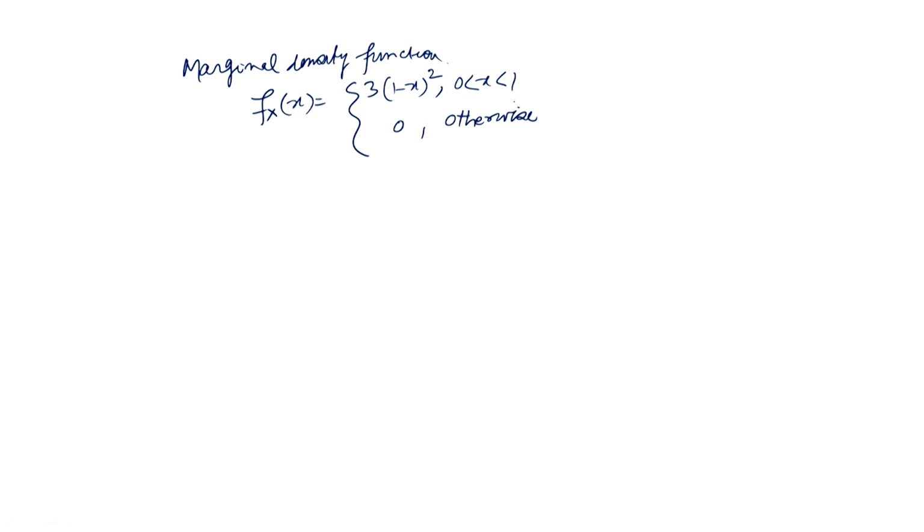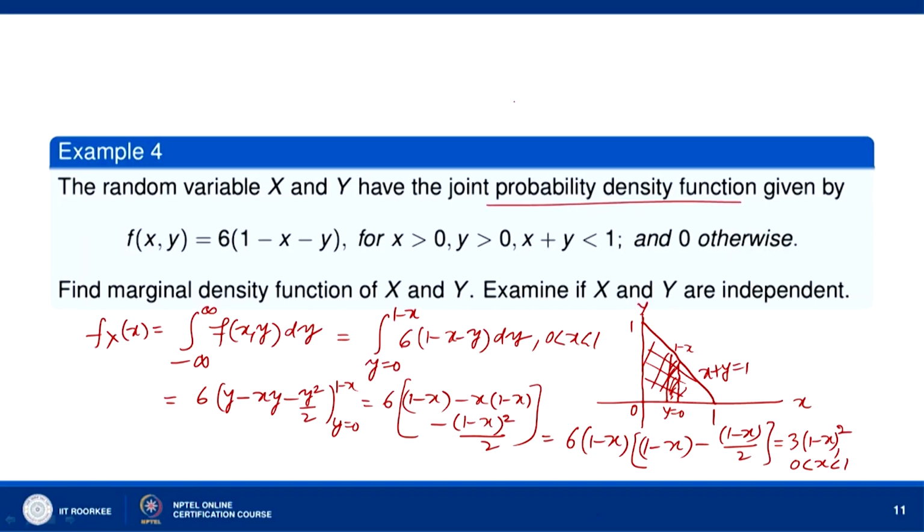Okay. Now, let us find the other marginal density function, that is, the marginal density function of y. When we want to find the marginal density function of y, now what will happen? We will integrate f(x,y) with respect to x, keeping y fixed. So, y is fixed along the horizontal strip. Okay. So, when y is fixed, x varies from 0 to 1 minus y.